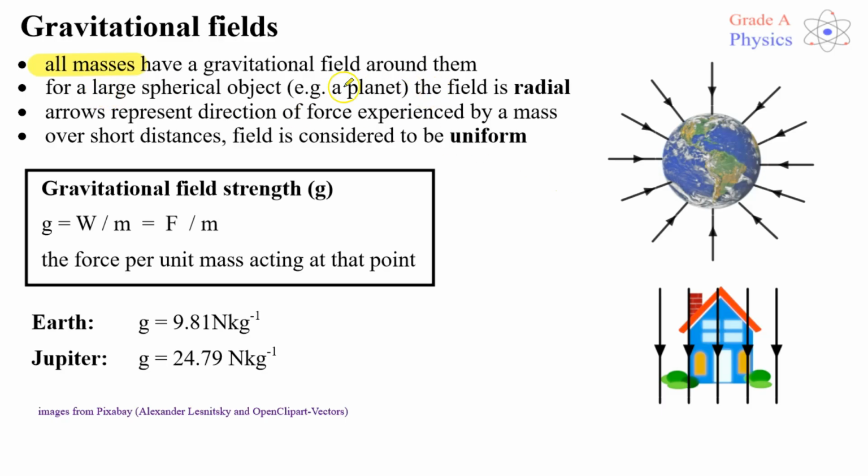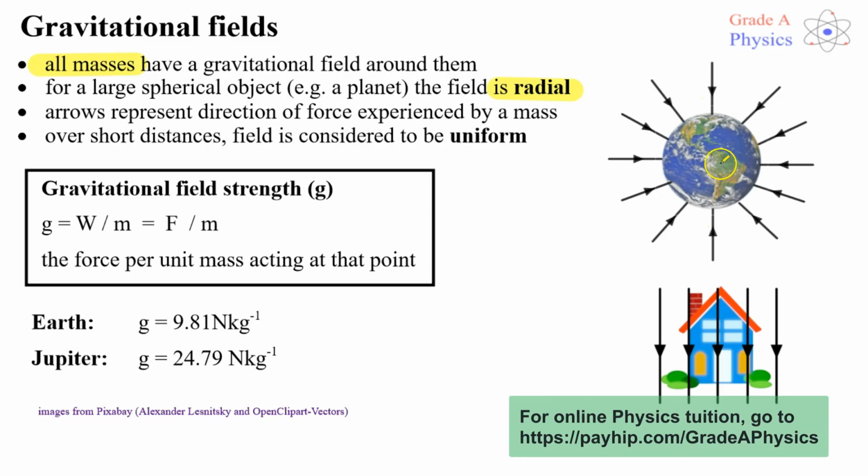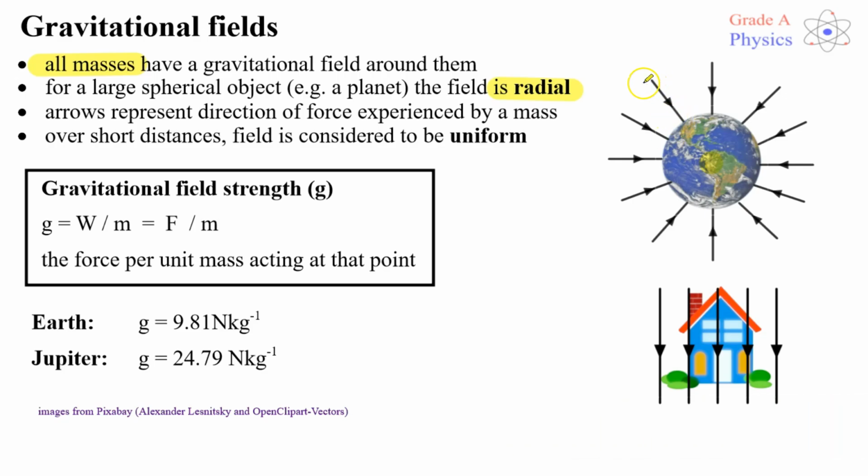So if we are talking about a large object, for example, a planet, then we are usually considering a radial field. And all these arrows will point towards the center of the object. So these are to indicate the direction of the force experienced by a mass. So if we have a moon or a satellite or indeed a person stood on the surface of the planet, then they will experience an attractive force towards the center. And this is one of the key features of gravitational fields. It is only attractive. There is no such thing as a repulsive gravitational field.